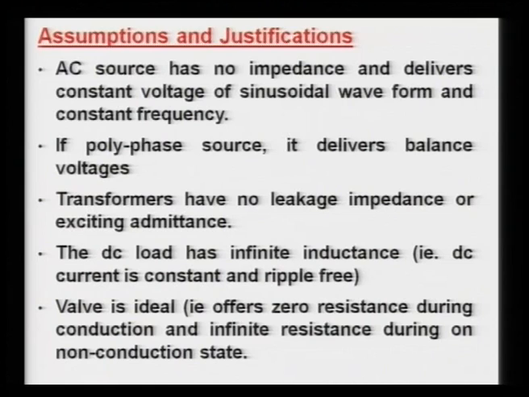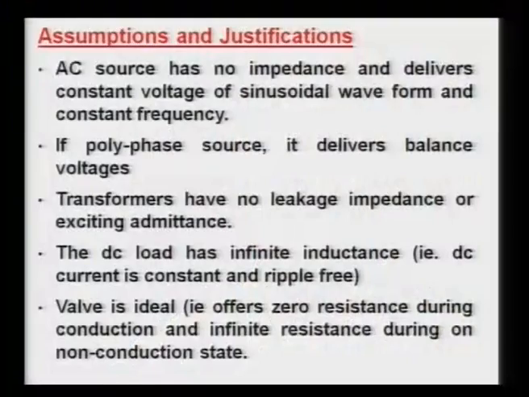The first assumption is that the AC source has no impedance. It is believed that the AC source we are using is a perfect sinusoid, and the frequency is also constant. Normally, the generation is a balanced circuit giving a perfect sinusoid at constant frequency. So, for all our analysis, we will take the source voltage as constant voltage with constant frequency. If we take a polyphase source, meaning we go for three phase circuit analysis of the converters, then we will assume it is a balanced voltage, meaning all three phases are balanced.